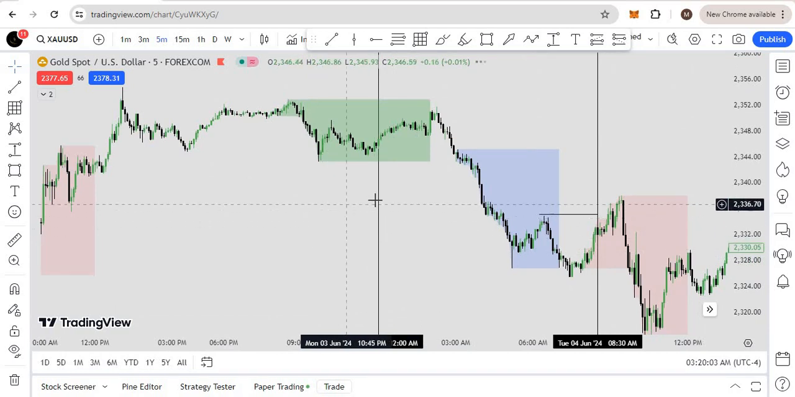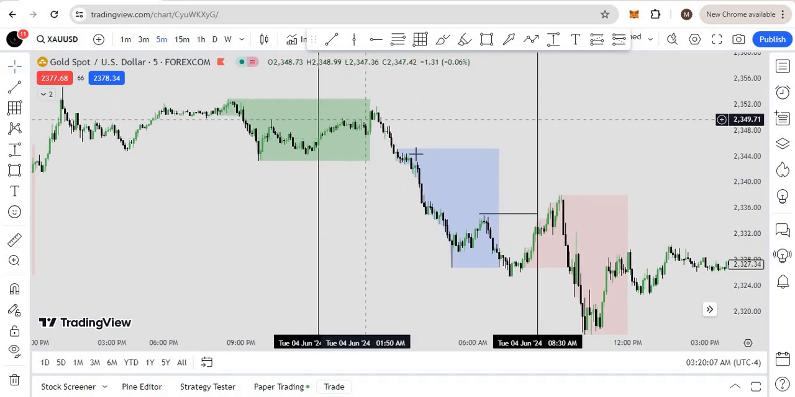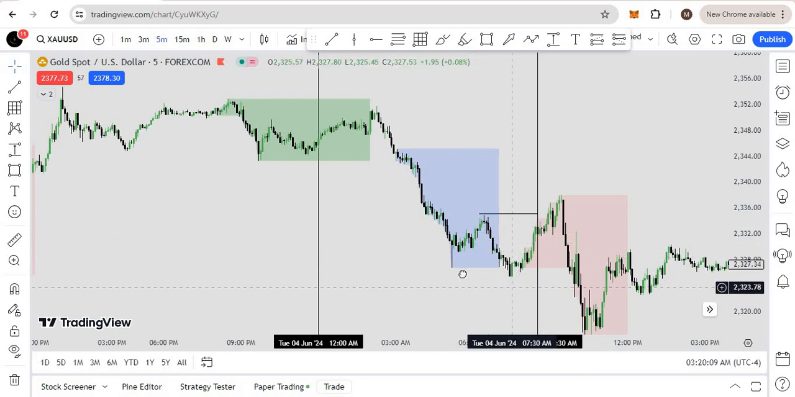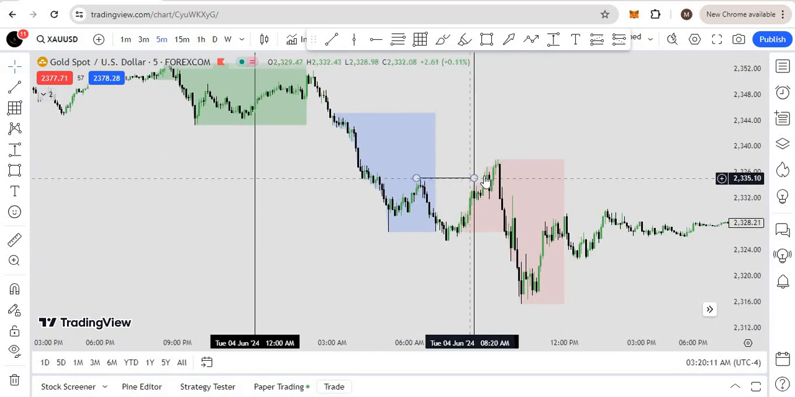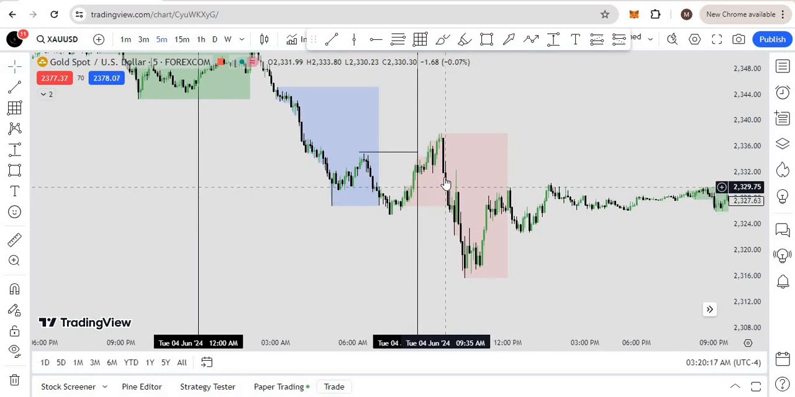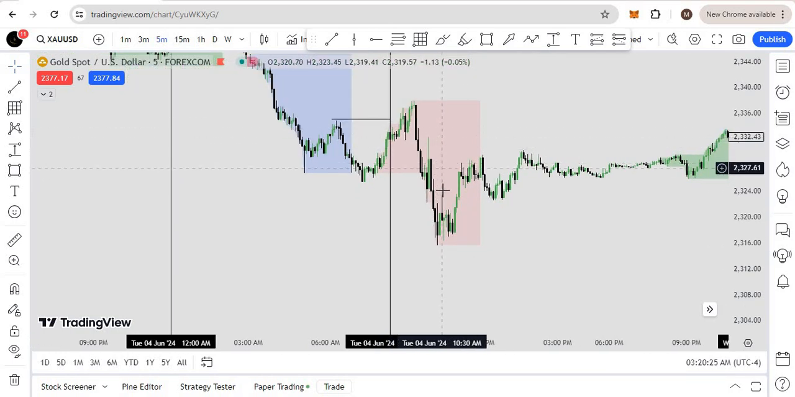Here we have 12 a.m., the market is going downside, gives us an internal liquidity, a market structure shift aggressively, first fair value gap, second, third. The second gives you, okay, the breaker block and then to the downside, okay?